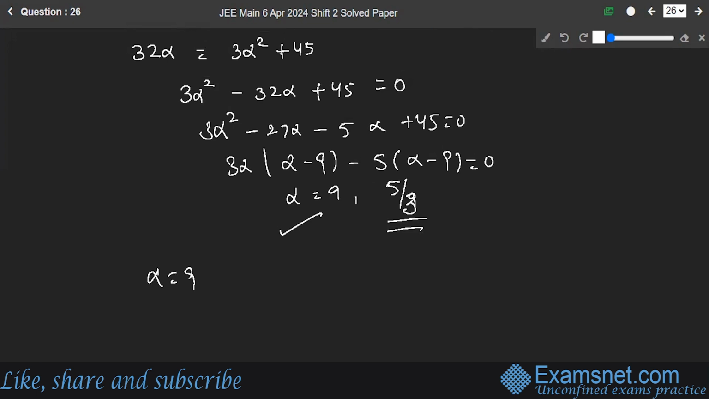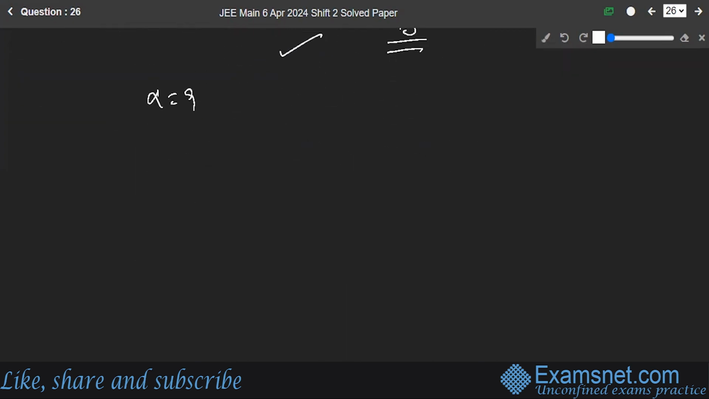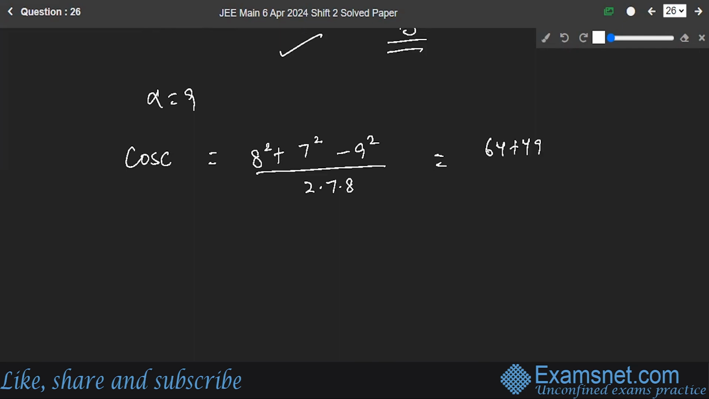Now, on the three sides of the triangle, this side is equal to 9. Let's find out cos of C. Cos of C, I'll be squaring the adjacent sides, 8 square, 7 square, minus the opposite side square, divided by 2 into adjacent sides. This is 64 plus 49 minus 81 upon 2 into 7 into 8. On solving, this will give you 2 by 7.